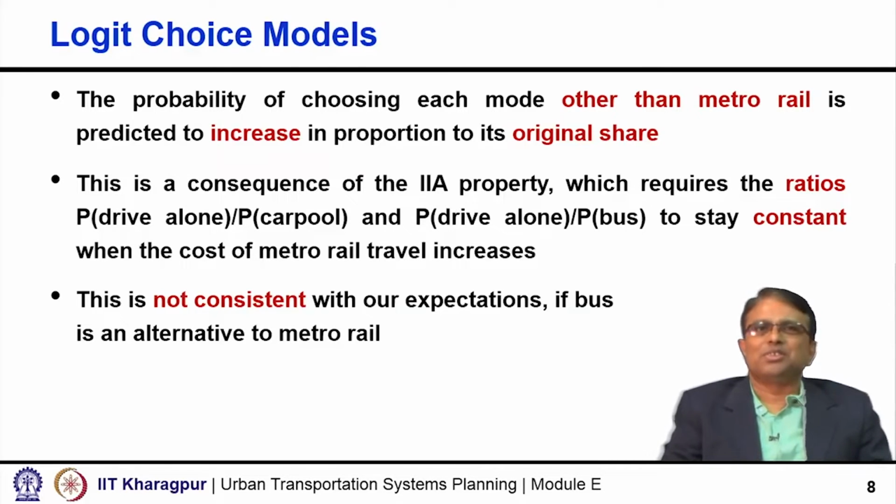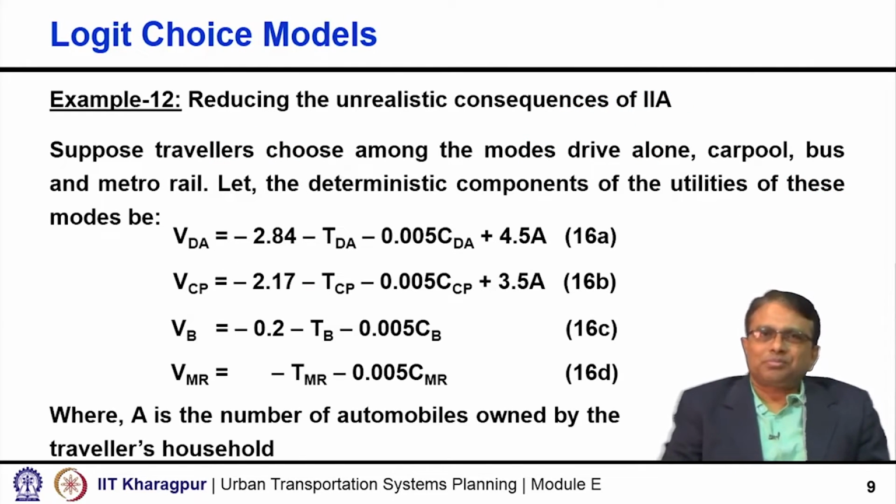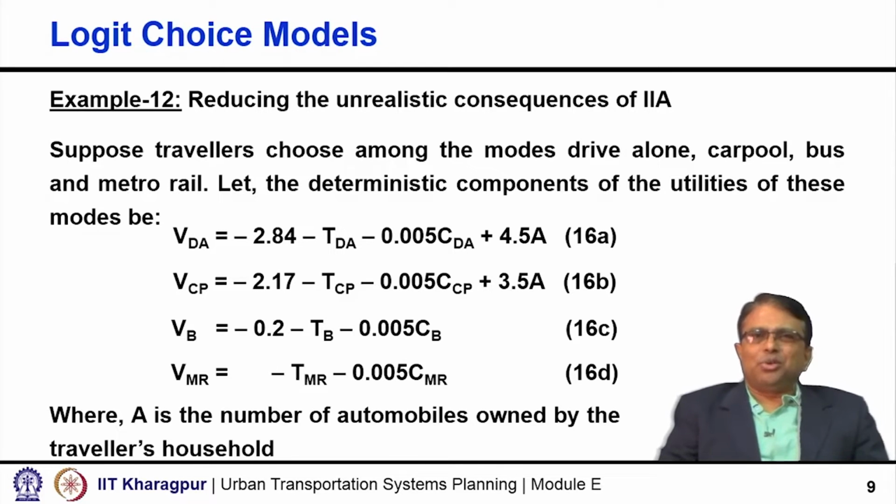And certainly, this is not consistent with our expectation if bus is an alternative to metro rail, because obviously, in most cases it is so. That is what this example shows. The typical unrealistic consequences of the IIA property of the multinomial Logit model. Results may not be logical.